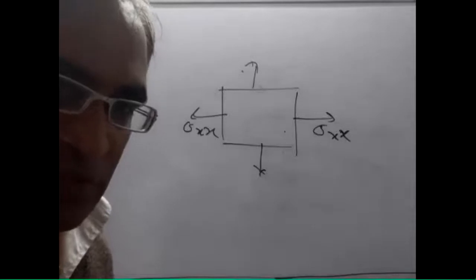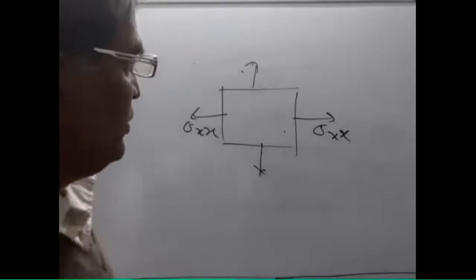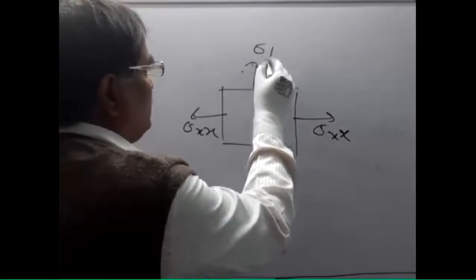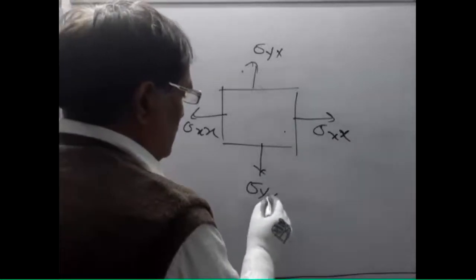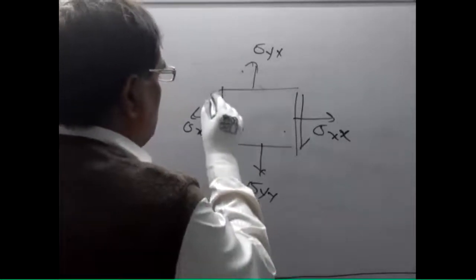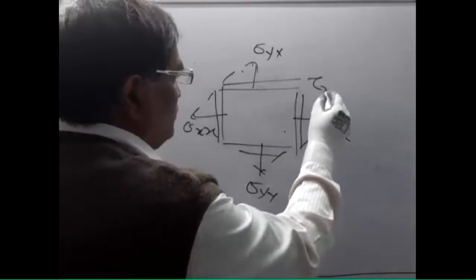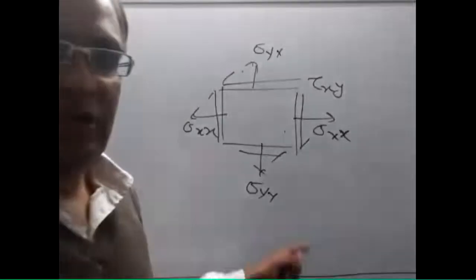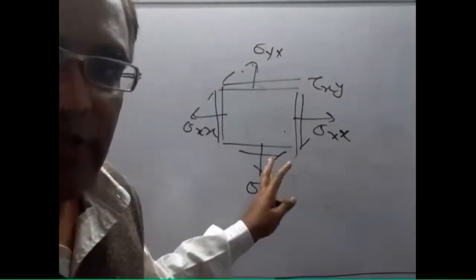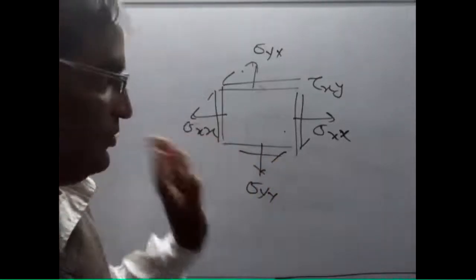There is some background noise, and this is sigma y, and this is basically the tau xy. So this is called the plane stress element, because here there is no z related element in that. There is a plane.